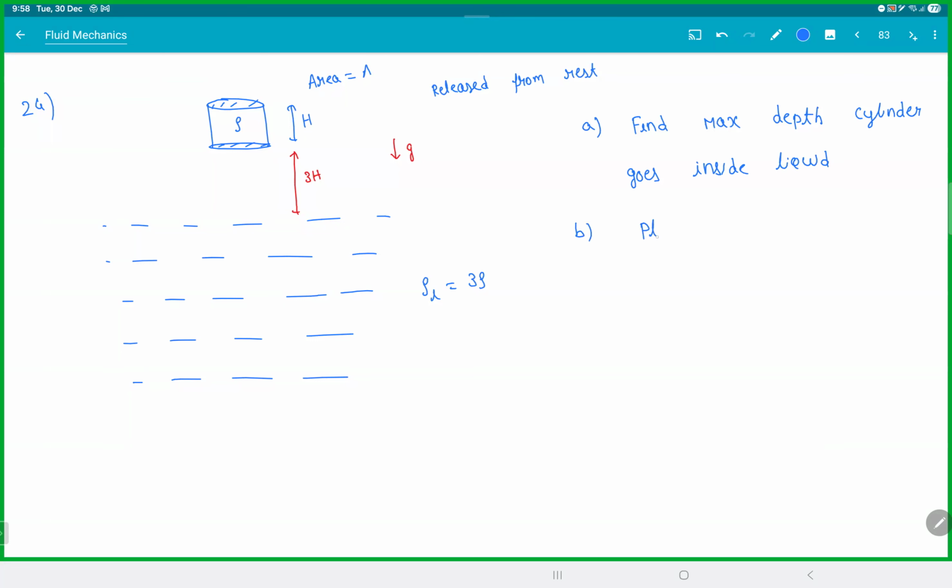Can you plot the acceleration versus position graph? Taking the initial position as x equal to 0, approximately plot the acceleration versus position graph. Neglect forces during impact with water. You can ignore all that, only include mg and buoyant force.